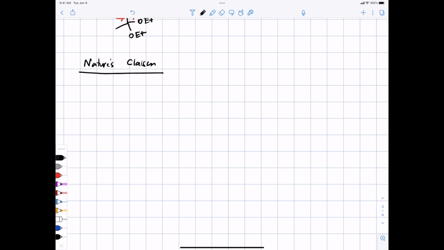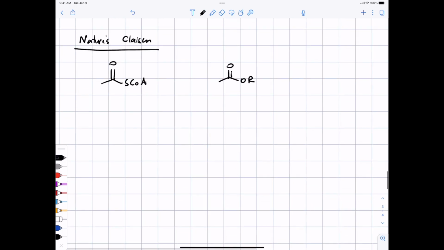I think I mentioned before that you can judge the reactivity of a carbonyl compound by comparing the leaving group ability of the thing that's on the carbonyl compound. So here the leaving group is just an alcohol which has a pKa of like 16. Here the leaving group is a thiol that has a pKa of 8.